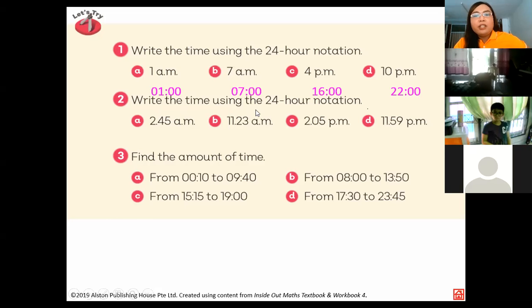Write the time using the 24-hour notation. Okay, letter A, 2:45 a.m. How do you write this time? You can turn on your microphone, class, if you want to answer. If you want to talk, you can turn on your microphone, okay? Letter A, 2:45 a.m. Okay, Pete? 2 hours, 45. That's 02 and then colon 45.